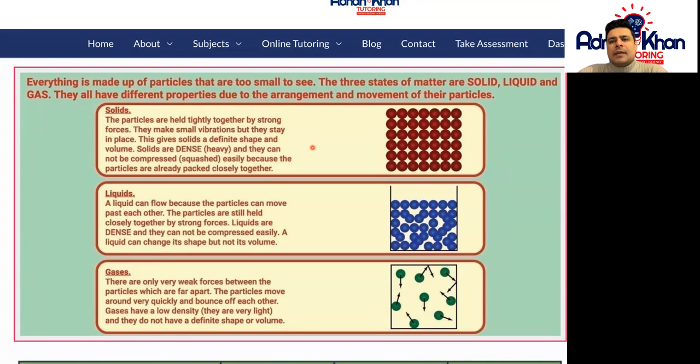Solids are dense, that means that they're heavy, and they cannot be compressed, they can't be squashed, because the particles are already packed very closely together.